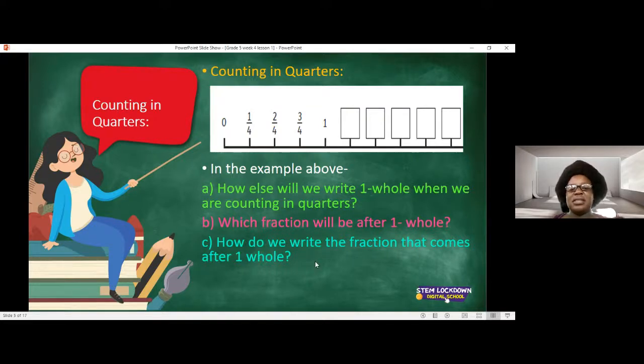And then number C says, how do we write the fraction that comes after 1 whole? We can write it as 5 over 4, or we write it as 1 and 1 quarter.